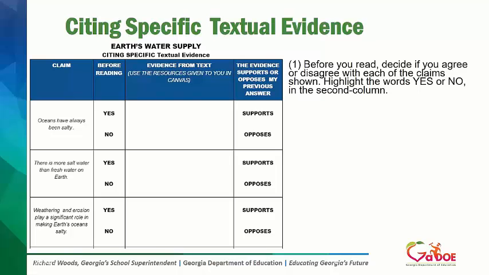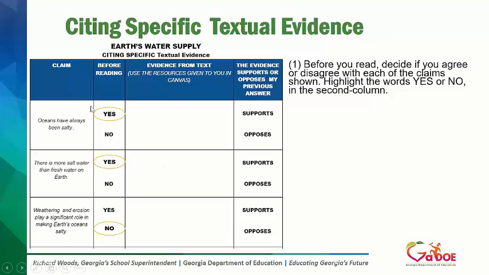So the first thing is I will tell the students, before you read, decide if you agree or disagree with each of the claims, and then they will highlight or circle the words yes or no in the second column. So for oceans have always been salty, a lot of kids might say yes, and some of them will say no, right? There is more salt water than fresh water on Earth. Some kids can circle what they think the answer might be. Weathering and erosion play a significant role in making Earth's oceans salty. And so they can put whatever they think.